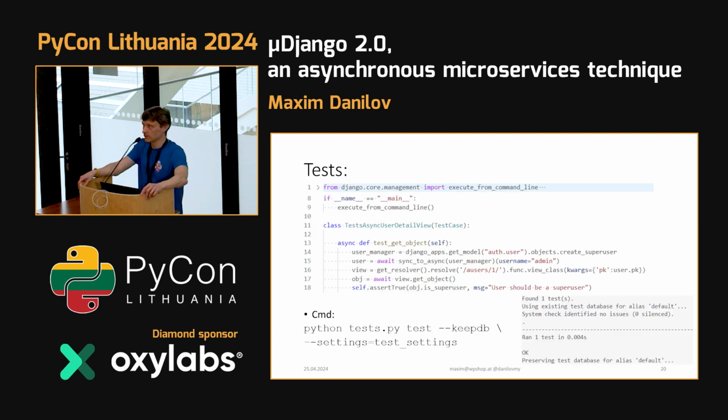Tests is a file which also runs Django, and after that I created, especially for you, an async test, and I run it async, and it works. What I want to do is get the first user from the database, and this also works. And an important thing: I use another settings file as the test settings.